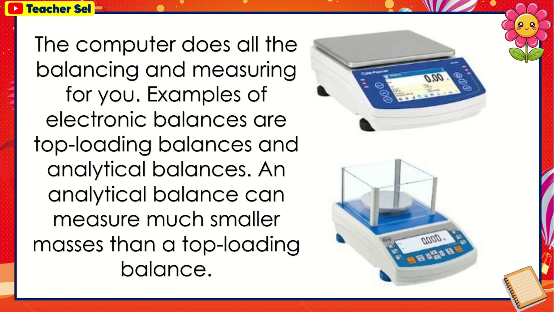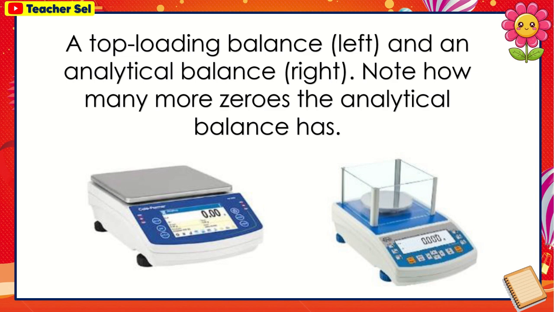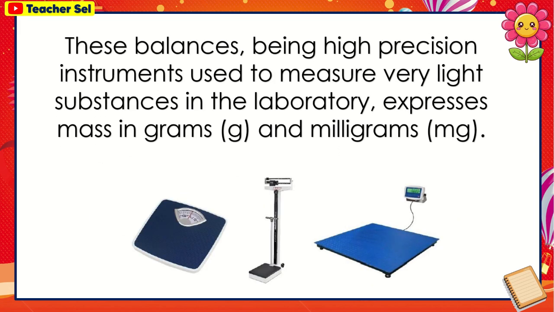Examples of electronic balances are top-loading balances and analytical balances. An analytical balance can measure much smaller masses than a top-loading balance. A top-loading balance left and an analytical balance right. Note how many more zeros the analytical balance has. These balances, being high-precision instruments used to measure very light substances in the laboratory, express mass in grams and milligrams.